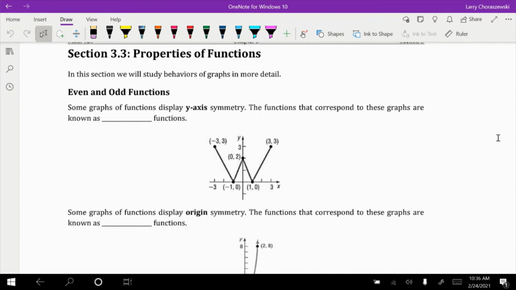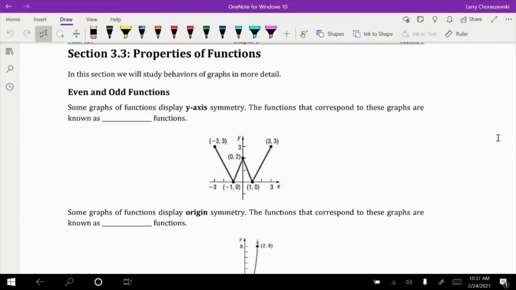In this section, we're going to look at some more properties of functions. For the majority of it, it is going to be based on function graphs, but there will be some algebra involved, particularly in the part of the notes that we'll do today from this section.